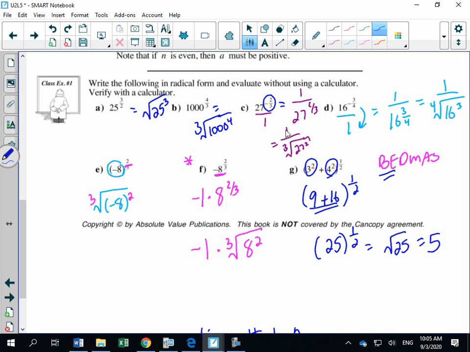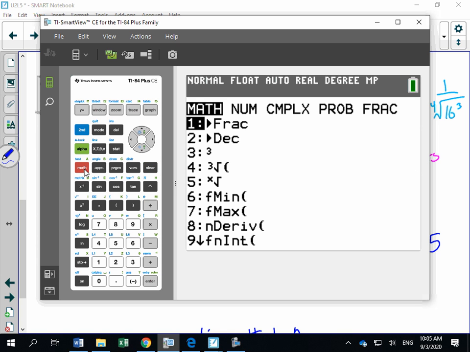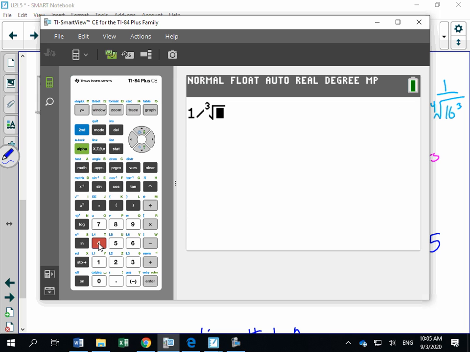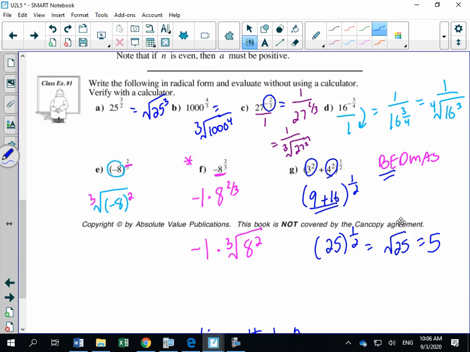So C, 1 over the third root of 27 squared. So clear this. 1 divided by the third root is under your math button. So 4. And then it said 27 squared. Gives you this answer. And then what you simply do is math one fraction. And you get 1 over 9. So this answer is 1 over 9.